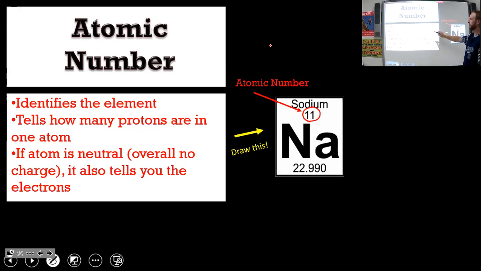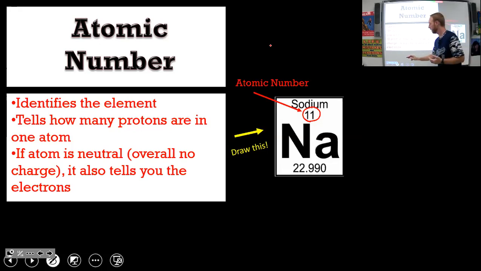What's special about this is it tells you how many protons are in an atom. So right away, if I need to find my protons, neutrons, and electrons, and you say, oh, how many are in sodium? Well, look here, atomic number is 11, I know I have 11 protons, okay? And if the atom is neutral, meaning all the protons and electrons cancel out, then it also tells you your electrons, because if I have 11 protons, I need 11 electrons to cancel out.